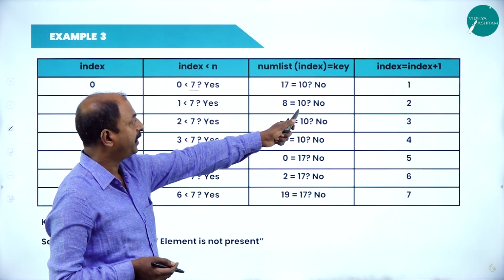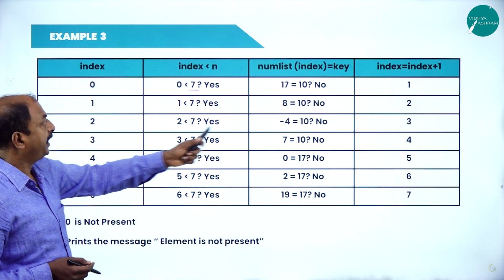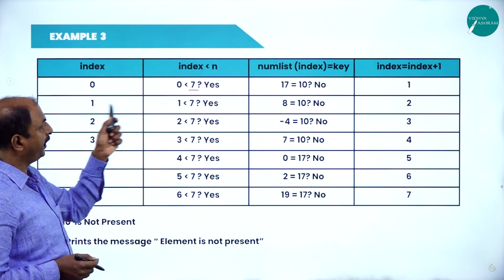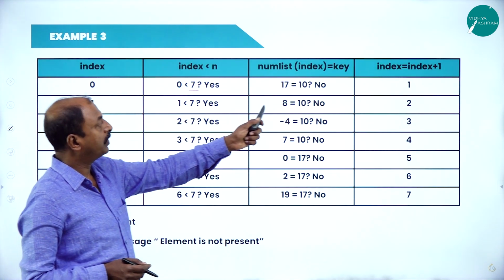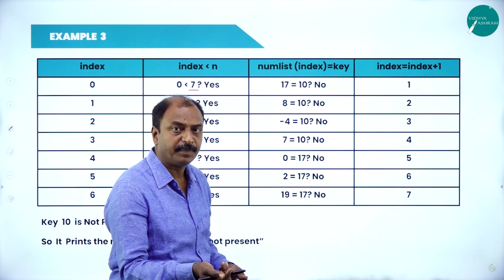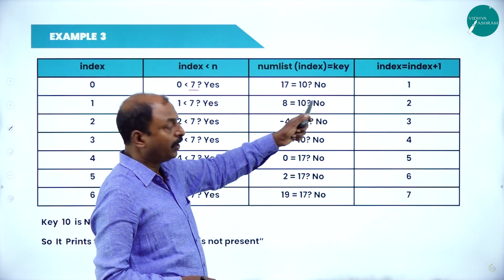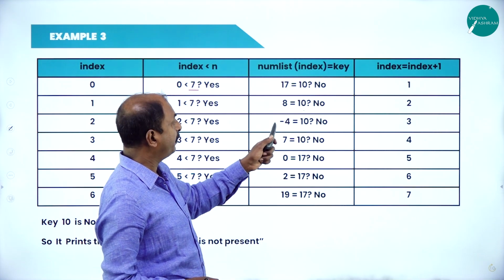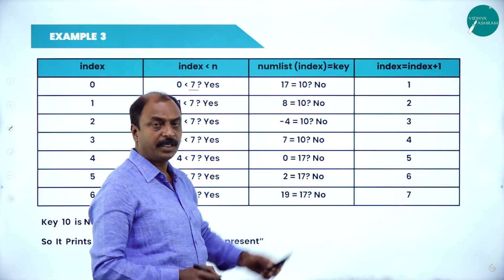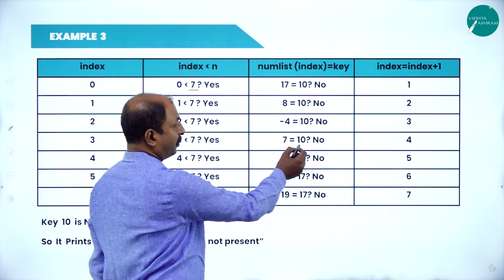8 is compared with 10, because 8 is at index 1, and 1 is less than 7. So we have to continue comparing the elements. So 8 equals 10? No. Again, if it is no, go for the next iteration. Next, minus 4 is equal to 10? No. 7 is equal to 10? No.